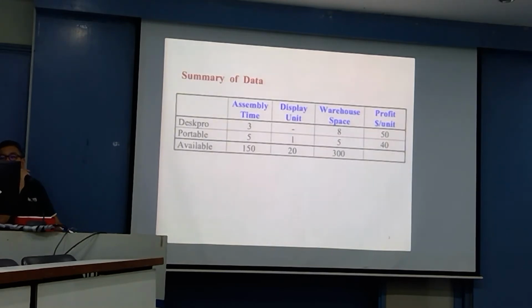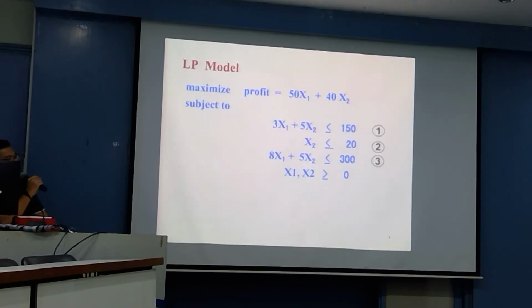If I collect all the information into a table, you can see we have two products, Desktop and Portable. One unit of Desktop requires 3 hours of assembly time, 8 square feet of warehouse space, and the unit profit is 50. One unit of Portable requires 5 hours of assembly time, one unit of display, 5 square feet of warehouse space, and the unit profit is 40. For next week, they have 150 hours of assembly time available, 20 display units, and 300 square feet of warehouse space. To solve this problem, the decision variables are the units to produce for Desktop and Portable, X1 and X2. So this is the linear programming formulation.